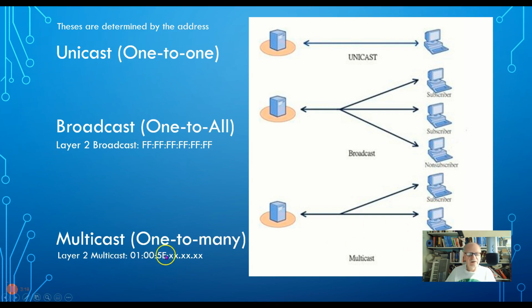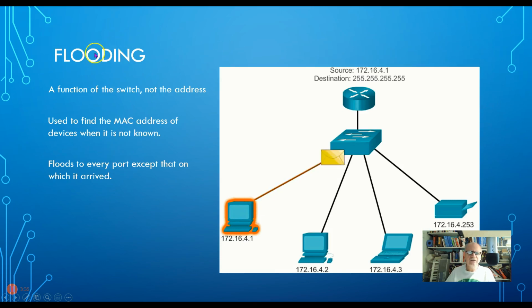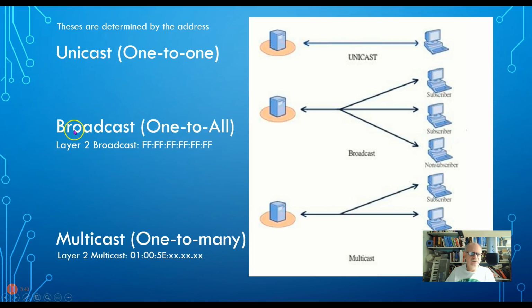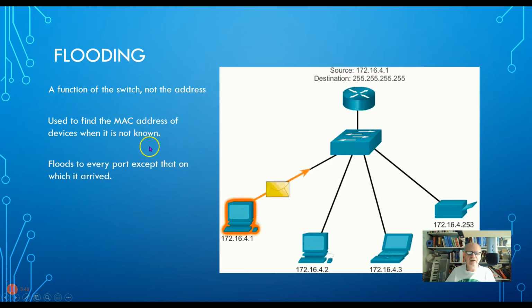Now the way I do that is, again, through addressing. So I've got this 01005E at the beginning of the MAC address and then something else at the end of it to identify this group of subscribers. Now there is one other type that looks a little bit like a broadcast, but it's not, and it's called flooding. And this is something that the switch initiates. Back here, the broadcast is initiated by this PC over here by using this MAC address. But in the case of flooding, the PC does not instigate that. The switch itself instigates it.